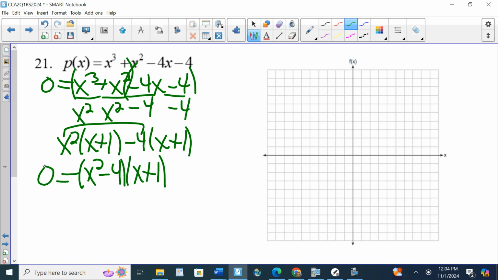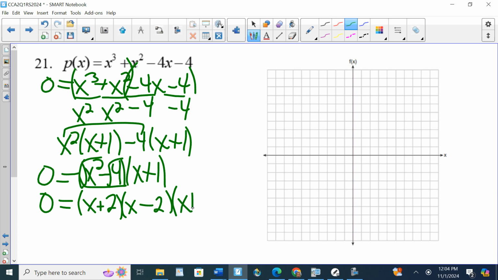Can I factor further? I see 2 terms. 2 terms is difference of 2 squares. Yes, they're subtraction. Yes, they're both perfect squares. So 2 sets of parentheses, plus and minus, square root of each, x and x, 2 and 2. The x plus 1 comes down.